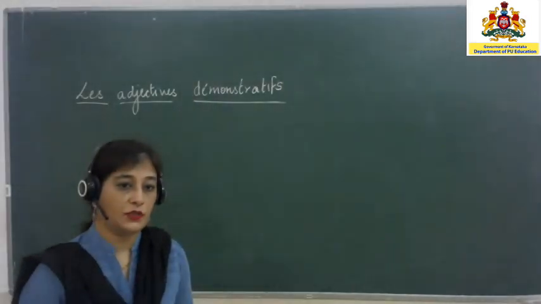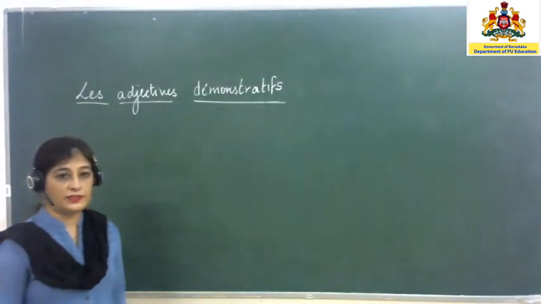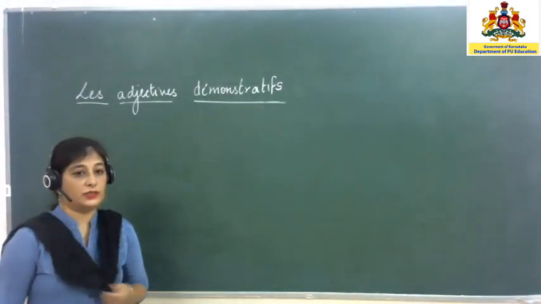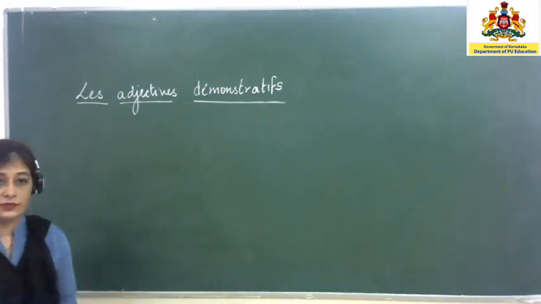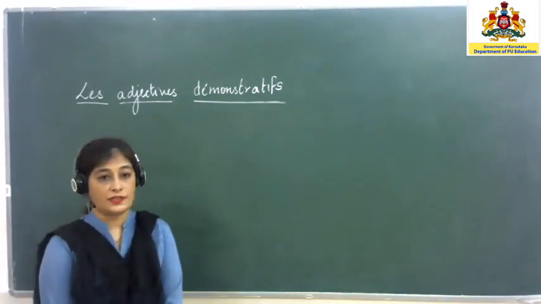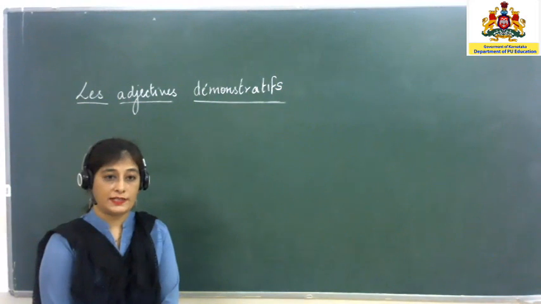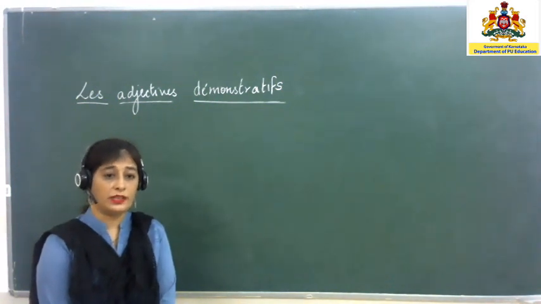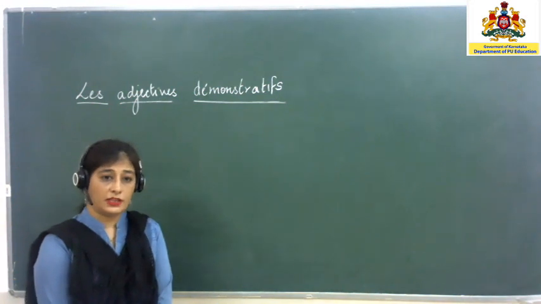Bonjour, and the topic that we're going to learn today is les adjectifs démonstratifs. Now let's go in detail with each word. What is an adjective? The work of an adjective is to describe a noun. So for example, when we say blue book, the color blue tells you about the book. So it is an adjective of color.